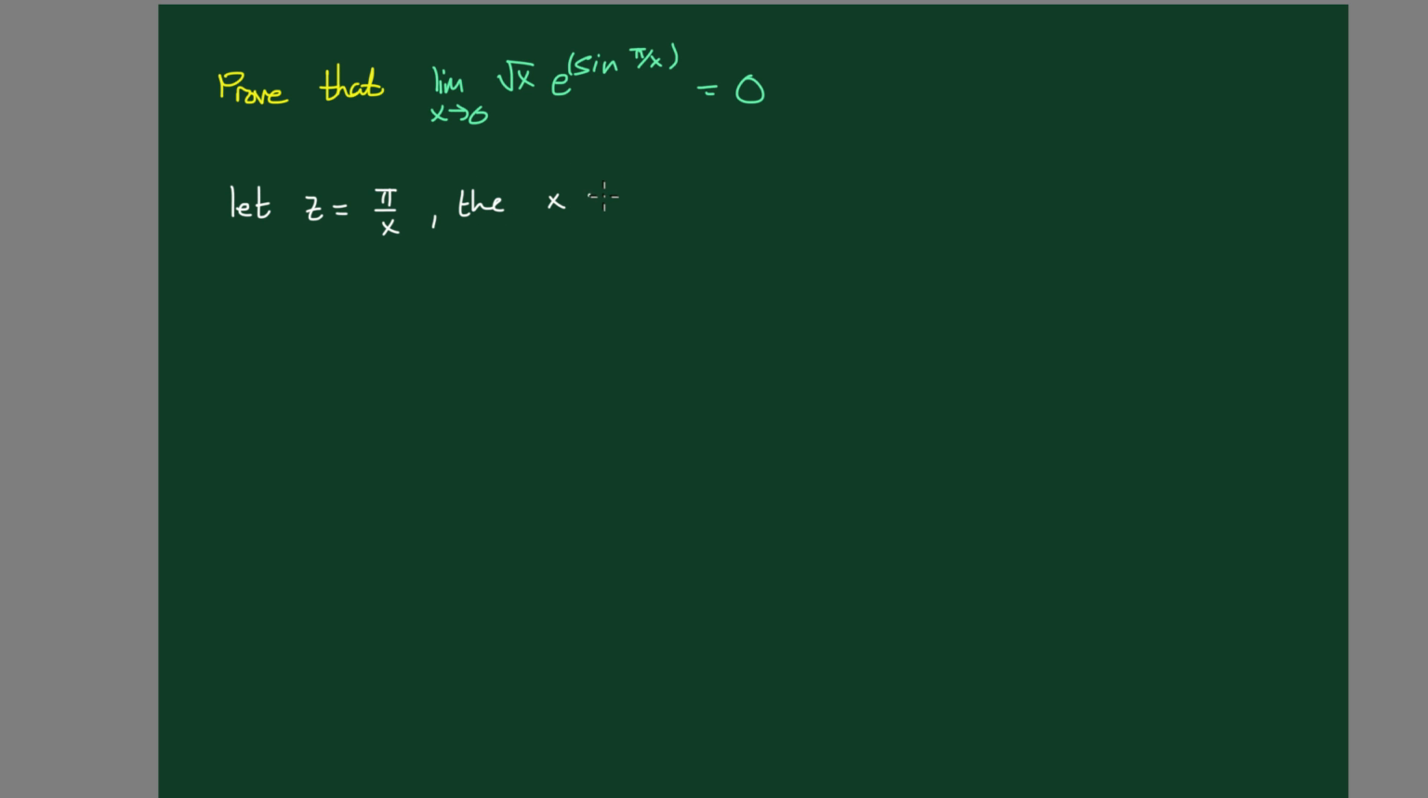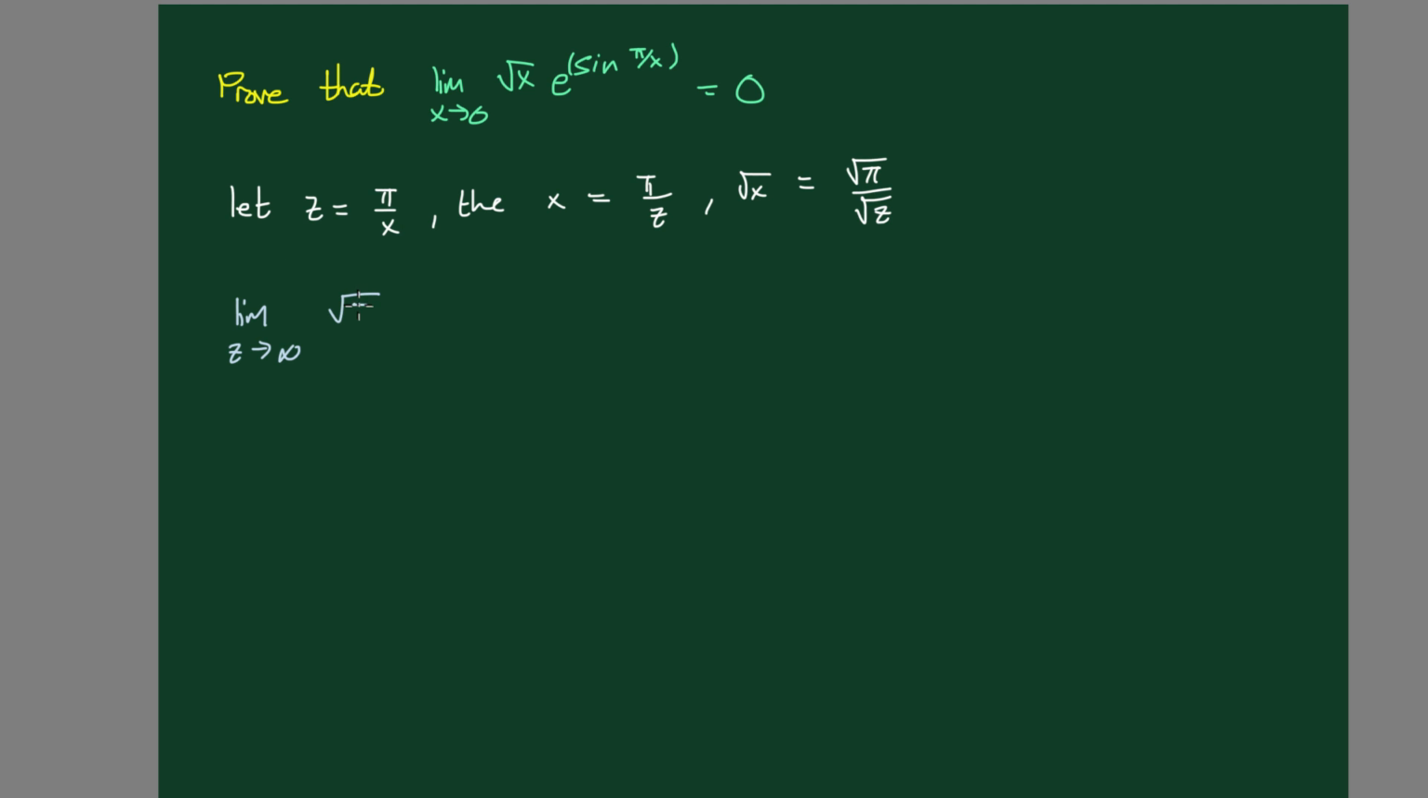Then we have x is equal to pi over z, which means that the square root of x is equal to the square root of pi divided by the square root of z. Okay, so if we make these substitutions, then our limit becomes the limit as z approaches infinity, right? Because as x approaches 0, z approaches infinity. So we have the limit as z approaches infinity of the square root of x. The square root of x is just square root of pi over square root of z.